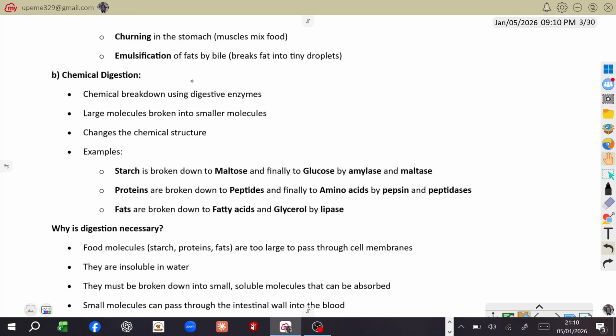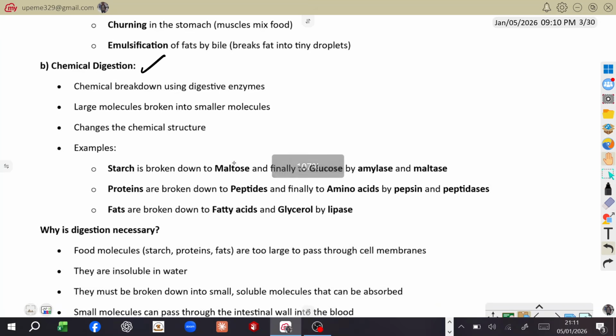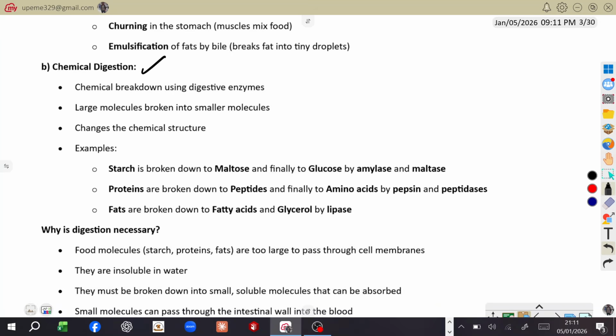All right, so the other type of digestion is chemical digestion. So what is chemical digestion? We are saying chemical breakdown using digestive enzymes. So when food is broken down chemically using digestive enzymes, that is what we call chemical digestion. Here large molecules are broken down into smaller molecules. It changes the chemical structure.